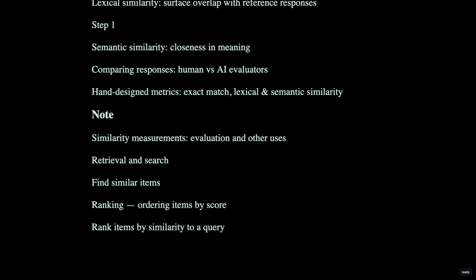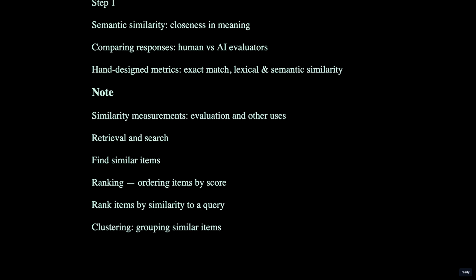For each item, we compute a similarity score with the query, then sort the items by that score to put the most relevant ones first. This is the basic mechanism behind search and recommendations. Similarity can be computed from embeddings, feature vectors, or simpler text overlap measures, depending on the application.